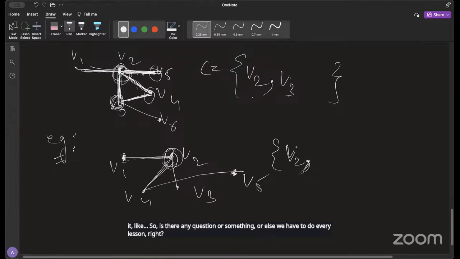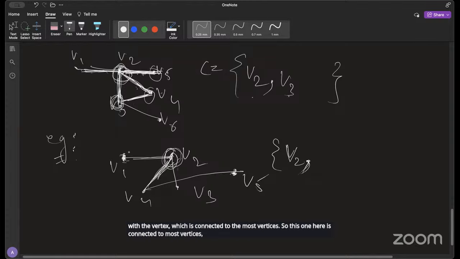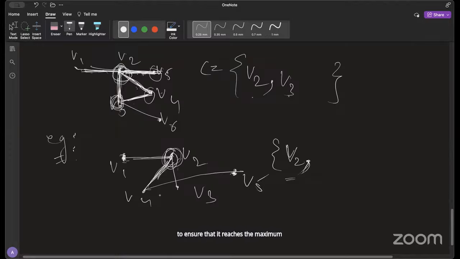So we have to start with this. One idea that you can have is to start with the vertex which is connected to the most vertices. So this one here is connected to the most vertices, connected to 3 vertices here. Include this one to ensure that it reaches the maximum number of vertices, right? When you take this one, this one, this one, and this one is already covered.